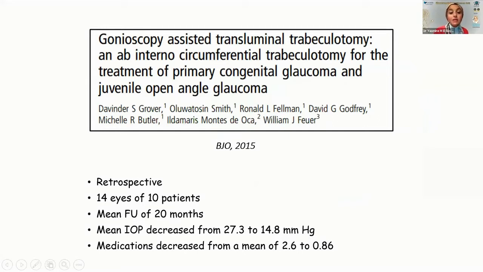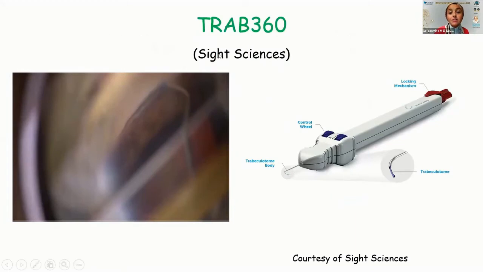But we can expect it to be at least as good as circumferential trabeculotomy, with the added benefit of being performed through an ab-interno approach with no violation of the conjunctiva and through a clear corneal incision. And finally, Sight Sciences came up with a device that can create, again, a circumferential incision.